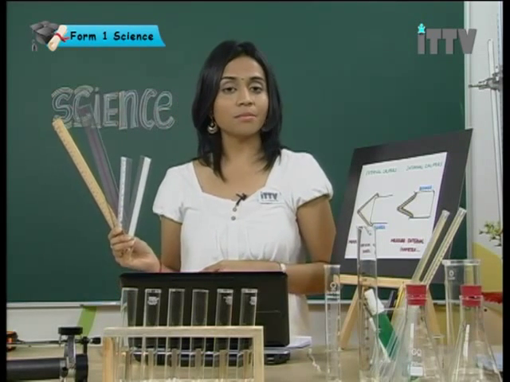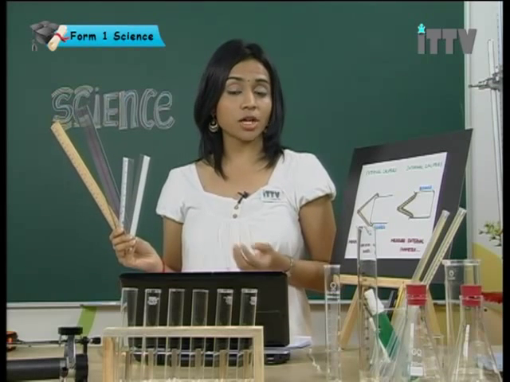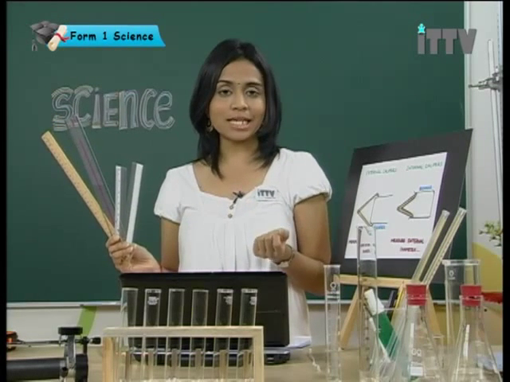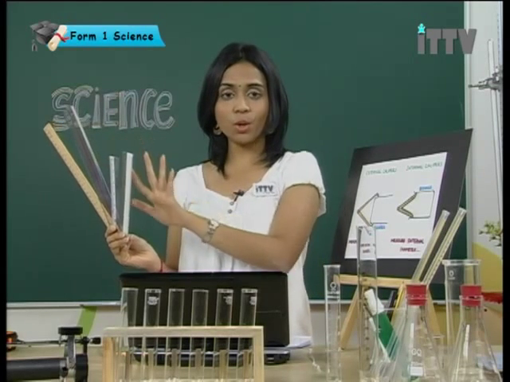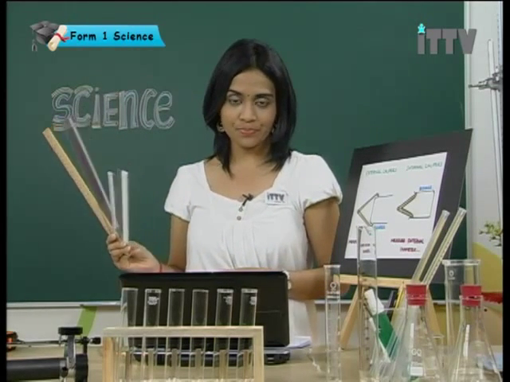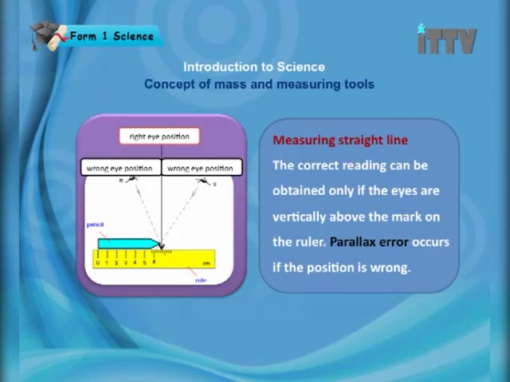Here we have meter rulers. They come in the shapes of long rulers. So the first one is the wooden ruler. The following ones are the plastic ruler. The correct reading can be obtained only if the eyes are vertically above the mark on the ruler. Parallax error occurs if the position is wrong.